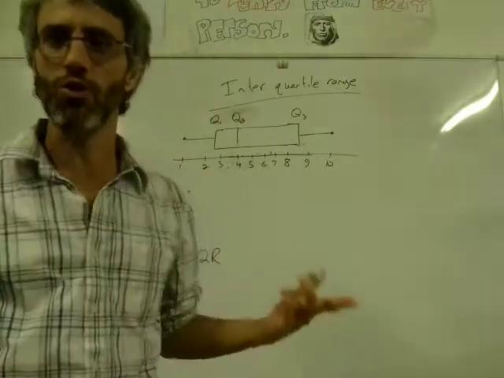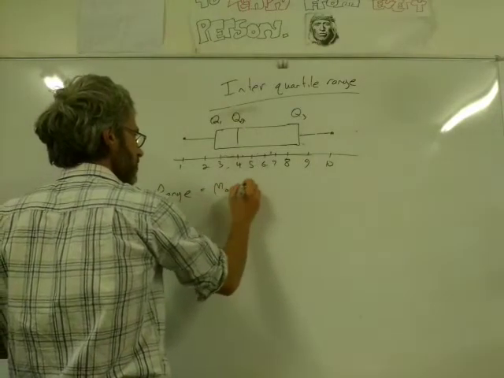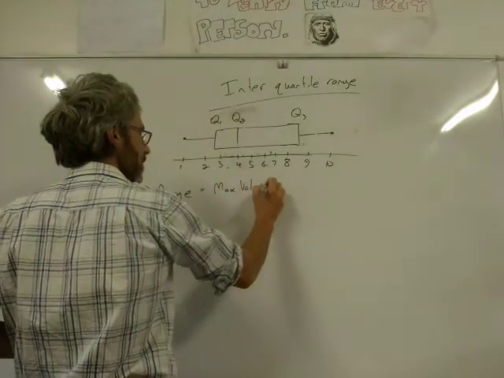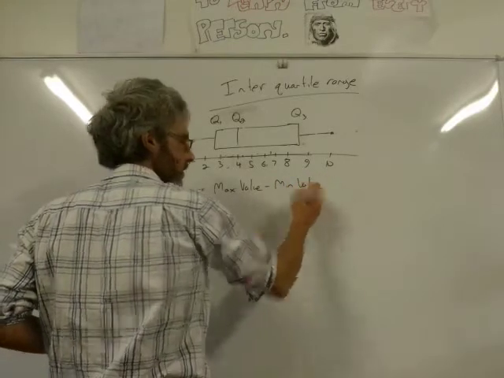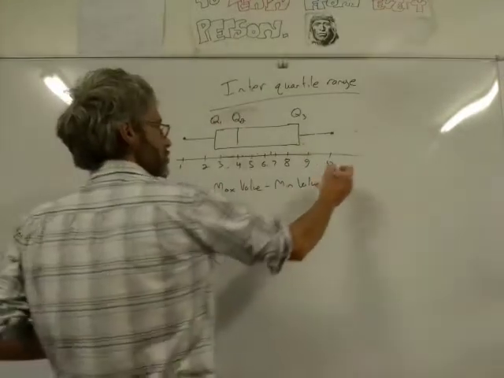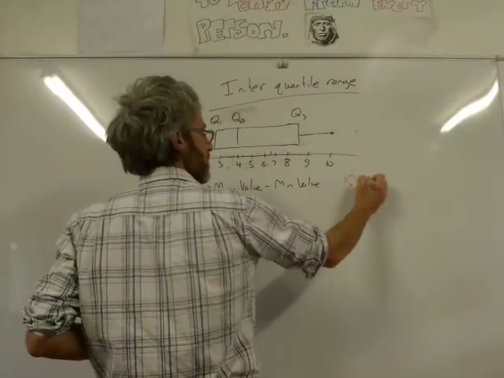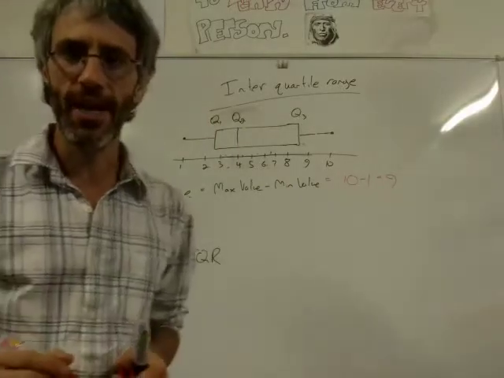The first one is just the range. The range is simply the maximum value minus the minimum value. So in this case, it's going to be 10 minus 1 equals 9. So the range is 9.